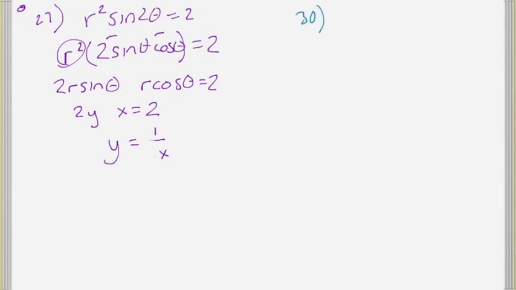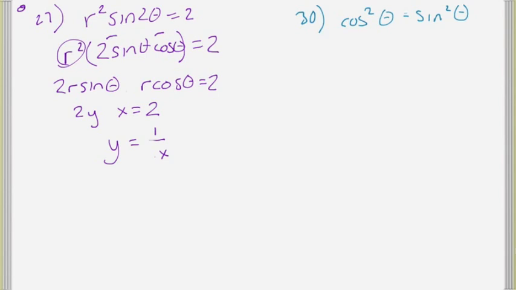30 is the same type of problem. We want to take our polar and turn it into x's and y's. Did they throw trig identities out on this one again? Because this one doesn't even have an r in it. They just multiplied both sides by r squared and then put the square outside of it.